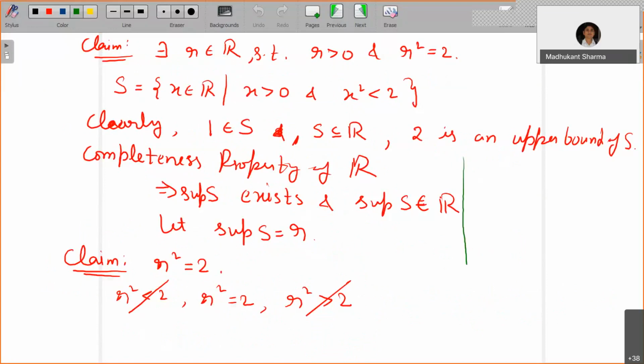Because of this, R square is less than 2. If you start with R inside S, then R plus 1 by n R is also inside S. But R is strictly less than R plus 1 by n R. So you are able to identify an element in S which is sitting on the right of it. So R can no longer be an upper bound.